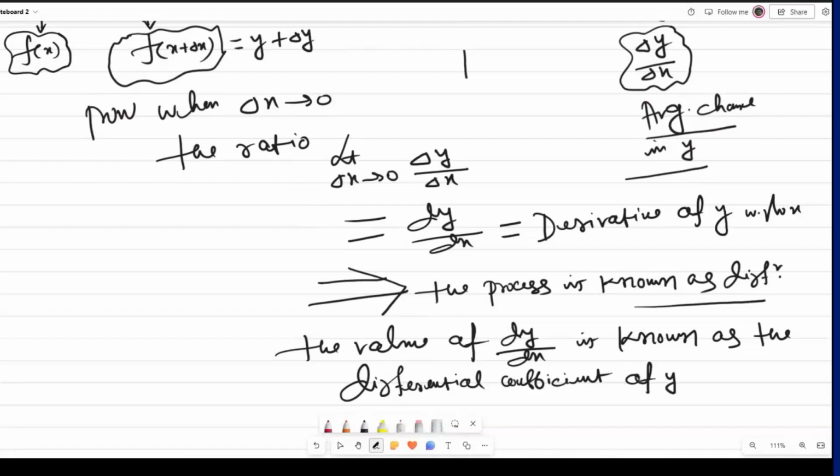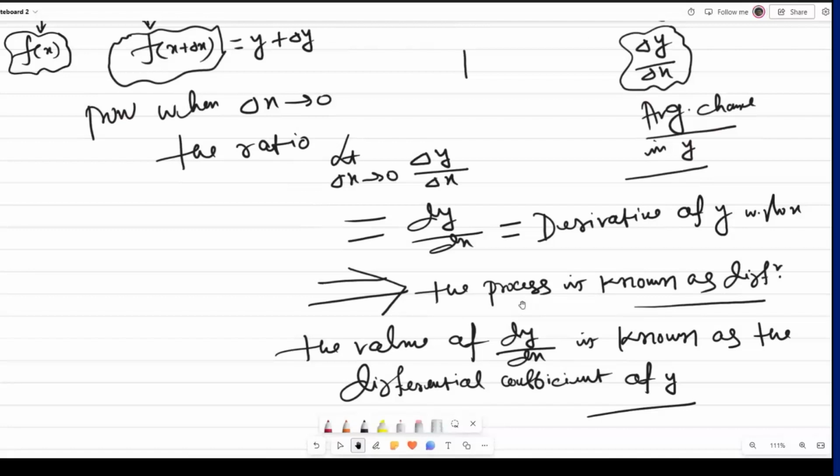coefficient of y. So what result you got? The result of dy by dx. There is definitely a calculation. You get a value 1, 2, 3, 1 by 2, 1 by 3, whatever, 1 by x. That is called what? That is called the differential coefficient of y. dy by dx, derivative of y with respect to x. The process is differentiation. The result you got is called the differential coefficient. Hope this is clear to you.